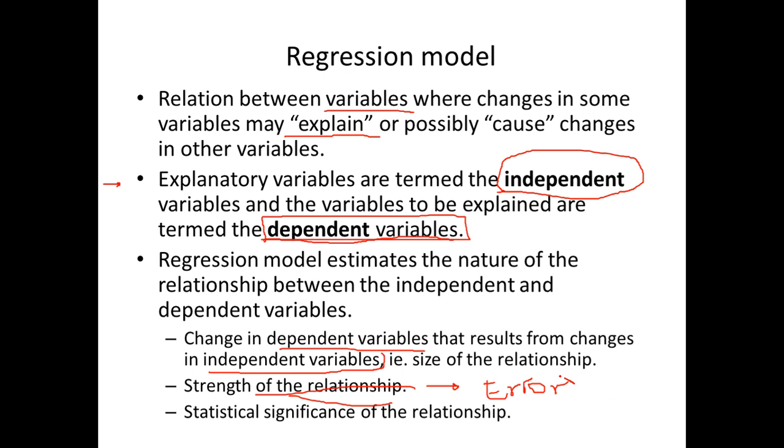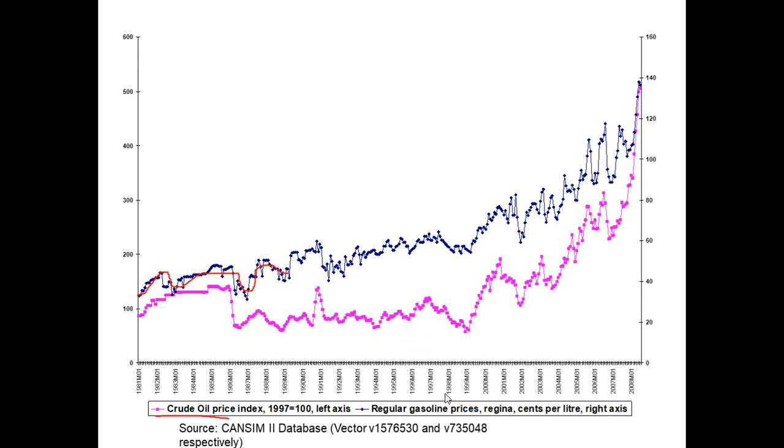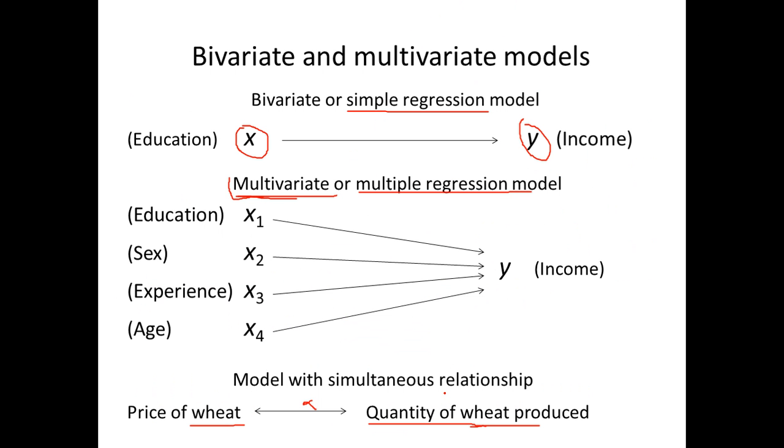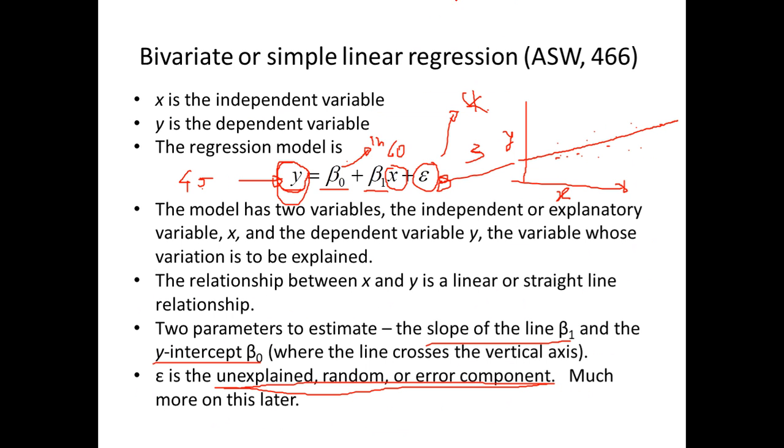So two things. You can either check with the error, and the second thing is the statistical significance of the relationship. Based on that, you will decide whether this is really a valid relationship or not. Whether this regression model is correct or not. Based on those values, you will see. So yeah, just go through this slide.